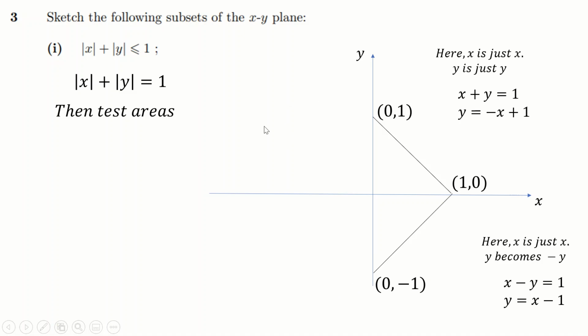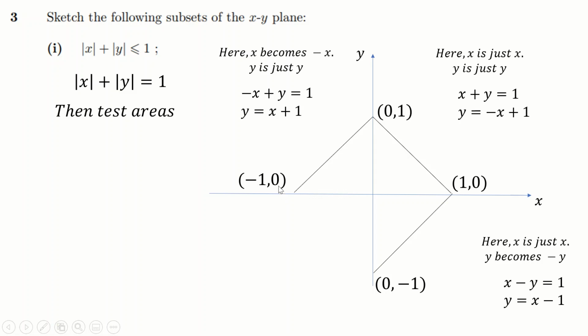Now, what about up here? Now, up here, x is negative, but y is positive. So this one's going to change, but this one's going to stay the same. So I'm going to have this graph, which rearranged as this. Y-intercept of 1, gradient of 1, looks a bit like that. And that point is -1, 0.